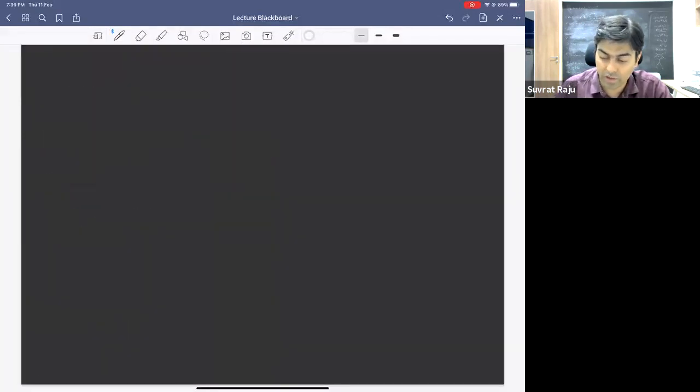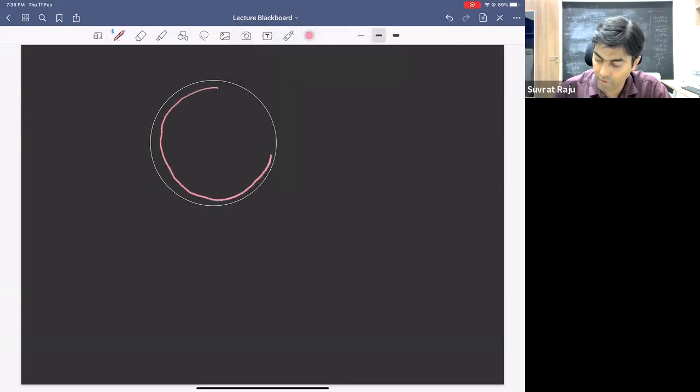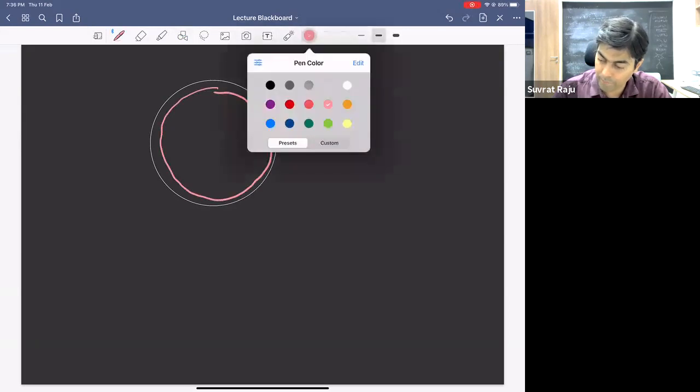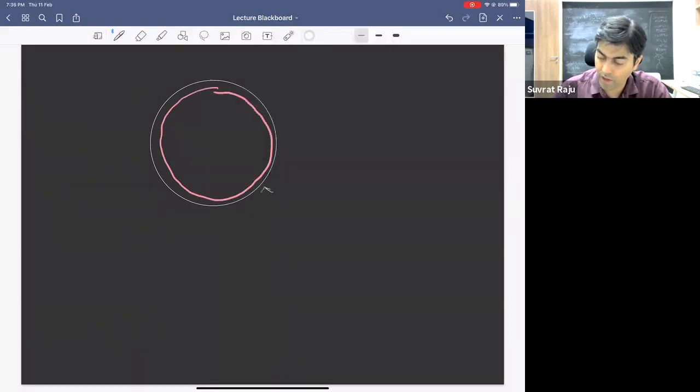So the picture that one has for the firewall is some picture of this kind. So you have some horizon, and then behind the horizon you have some firewall. Okay, so this is R equal to R_H. This is R equal to R_H, and this is a firewall just behind the horizon.